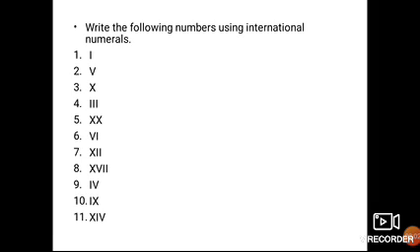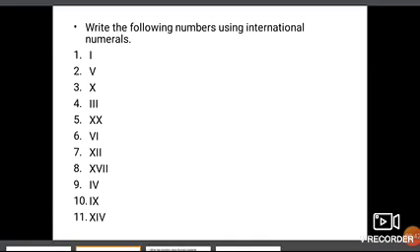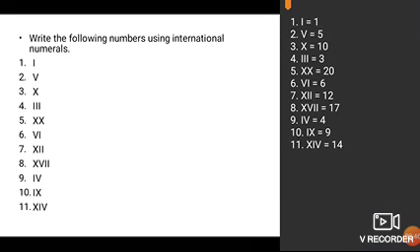Now see example number 11. Now I is written in the middle, but the bigger number is at the starting and then the low number is coming. So we have to add them. Whenever any smaller number is written on the right hand side, you have to add it. But if the small number is written on the left hand side, we have to minus it. Let's check our answer. Answer for first is 1, then 5, 10, 3, 20, 6, 12, 17, 4, 9 and 14.